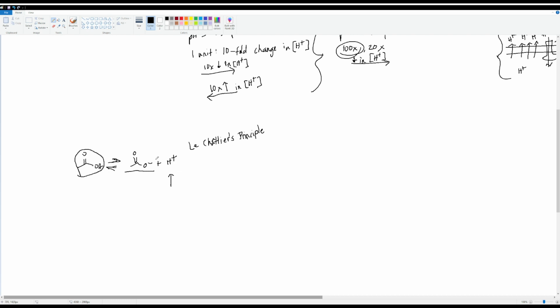Meaning if you increase the amount, so if we have A plus B goes back and forth with C plus D, and this is at equilibrium, if we increase the amount of C or D, what's going to happen is we're going to momentarily increase the rate of the reverse reaction to result in a net reaction that favors the formation of A and B.